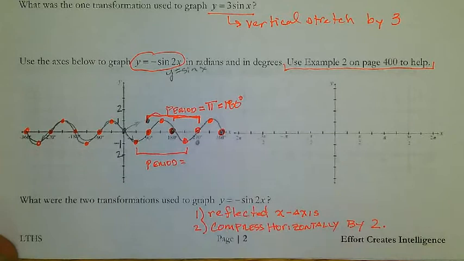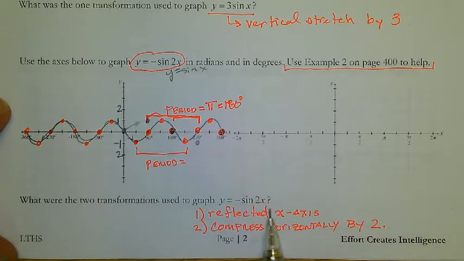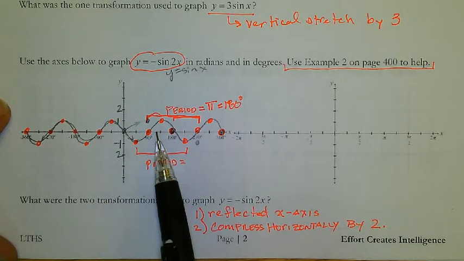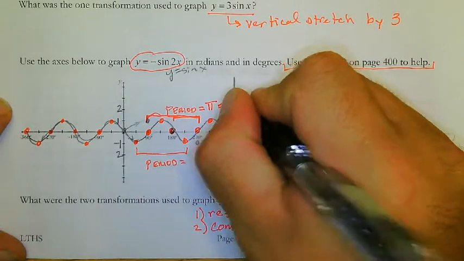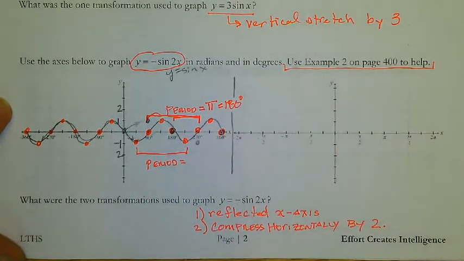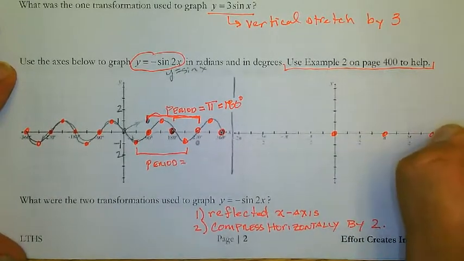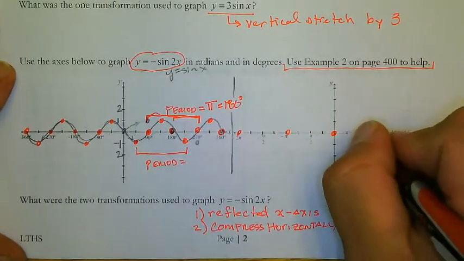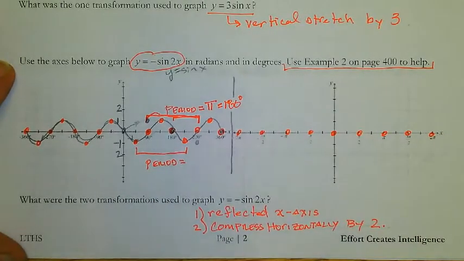Once again, what did I do? I compressed horizontally by 2, that changed my period. I reflected the x-axis, that changed from going up first to going down first. Okay. We can repeat that process when we're working in radians, right? Period of pi, half a period, I'm also on the central axis.